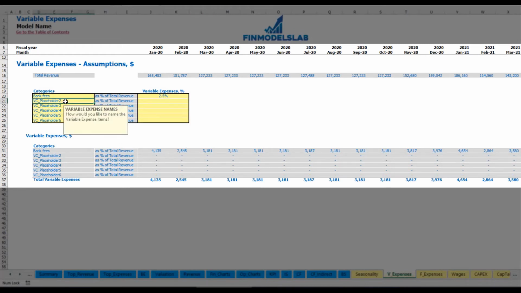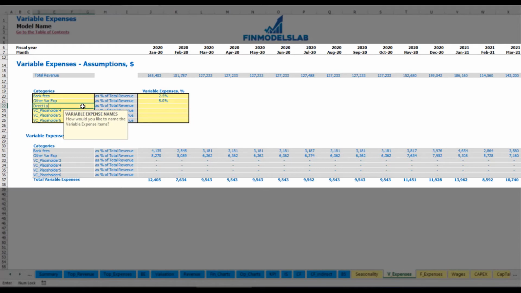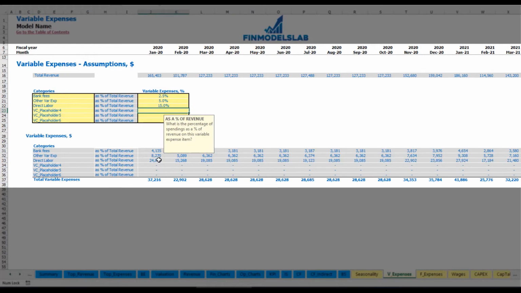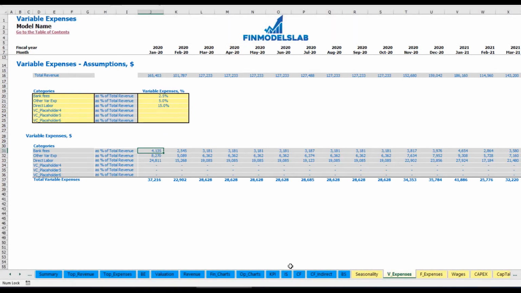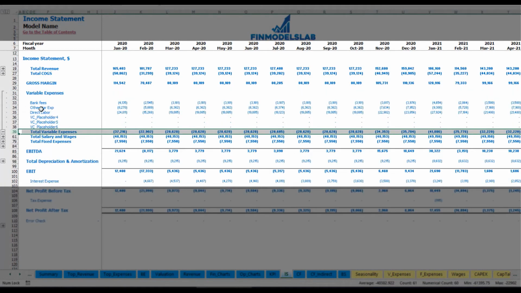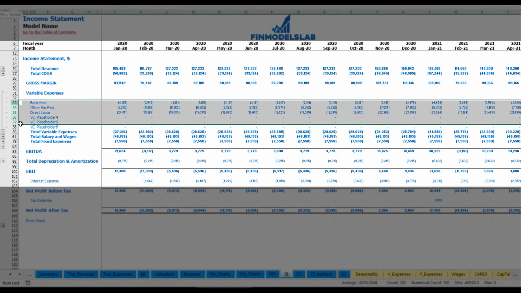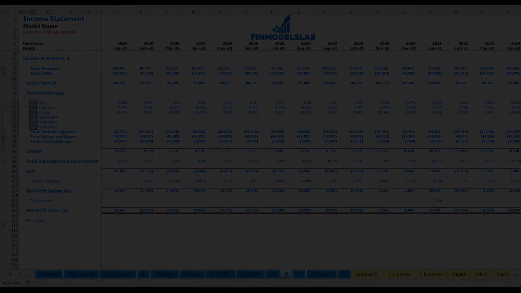The same way you can input other variable expenses, like for example 5% direct labor, like 15% of total revenue, and below you may see the calculation of these variable expenses by months. So these expenses will be connected to the income statement tab, section variable expenses, and you may see these line items by months and broken down by expense types.